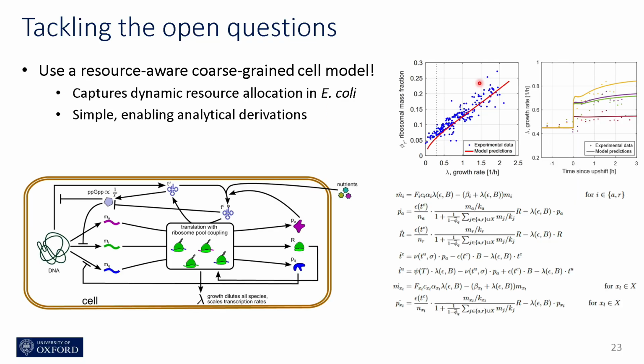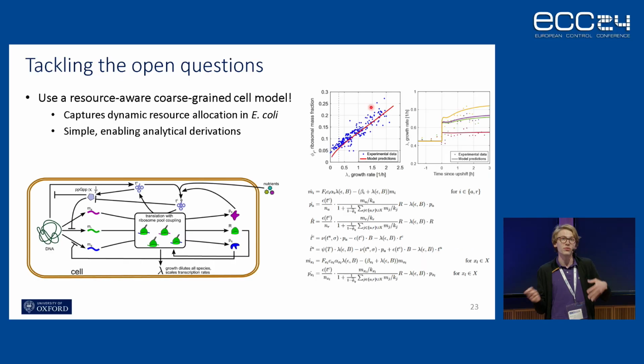Basically, we're trying to capture this dynamic optimal resource allocation in Escherichia coli cells somewhat reliably, both in steady state and dynamically. But at the same time, we're trying to achieve sufficient simplicity to enable analytical derivations regarding the parameter dependence of the cell and the circuit. And we do that by coarse-graining the thousands of genes present in the bacterium into just a few classes based on their function and regulatory behavior.